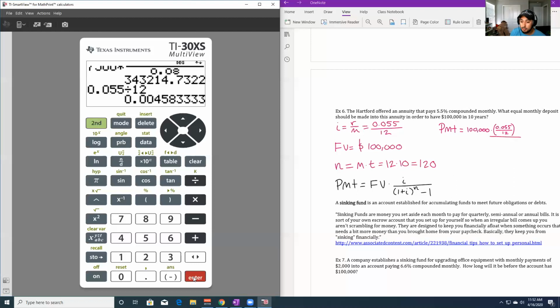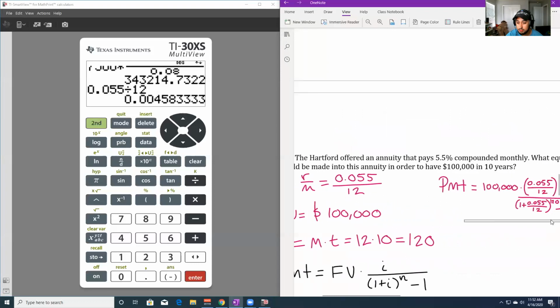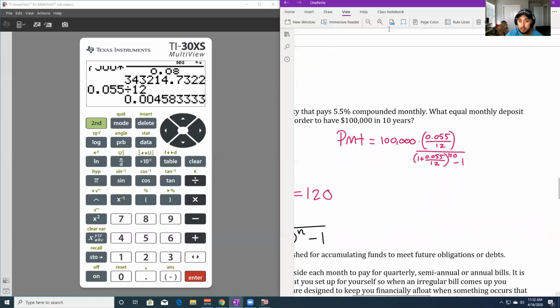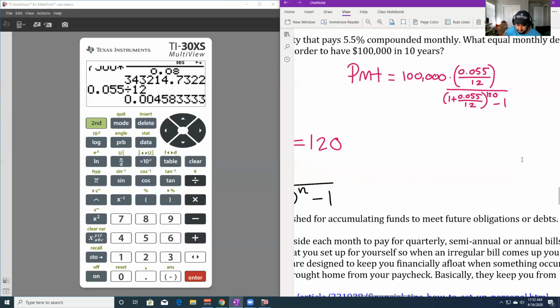Over, what do we have? Over 1 plus I. So parentheses 1 plus 0.055 over 12, raised to the 120 minus 1. There you go. Let me zoom in on that. There you go. Okay. So that's how we're plugging this in to the calculator.